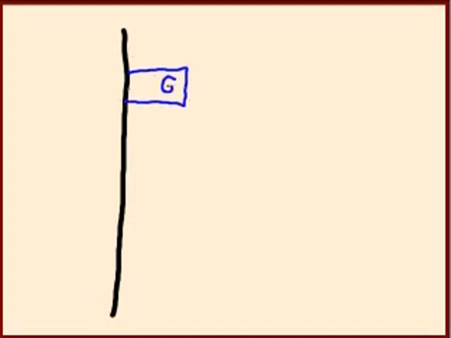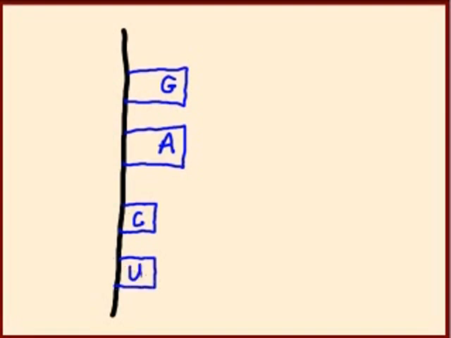G, which is a big one. A, which is a big one. C, which is a small one, it's shorter. It's a pyrimidine, and you don't have T, but in place of T you have another short one, another pyrimidine, uracil. So this is going to be RNA.